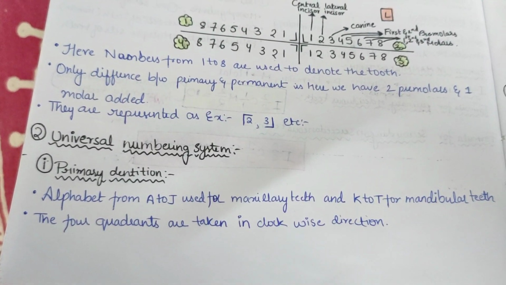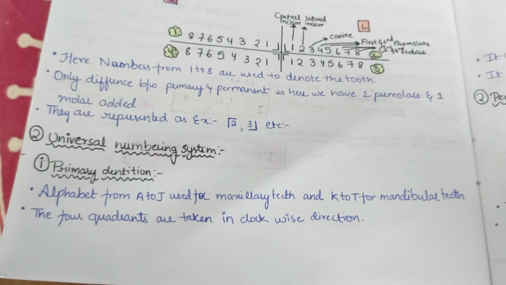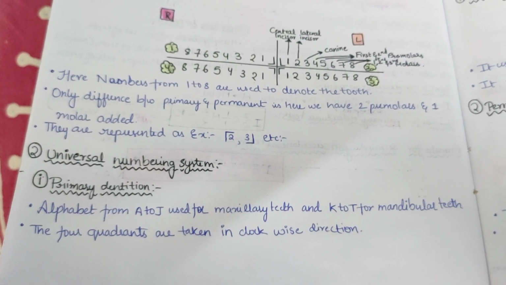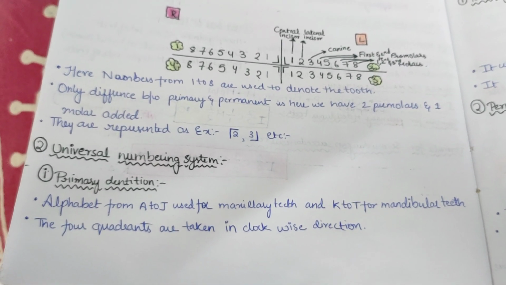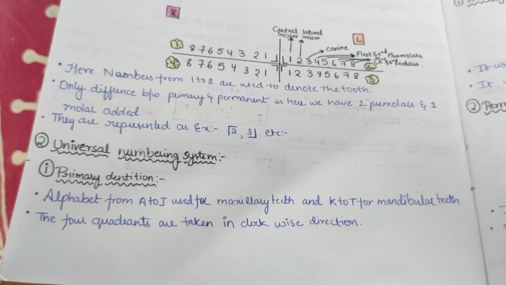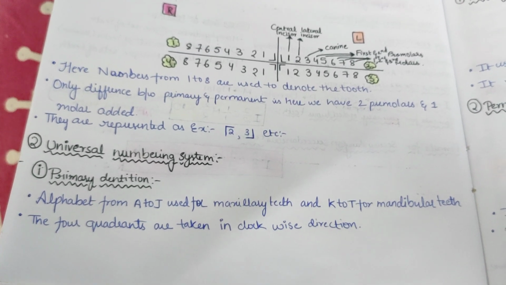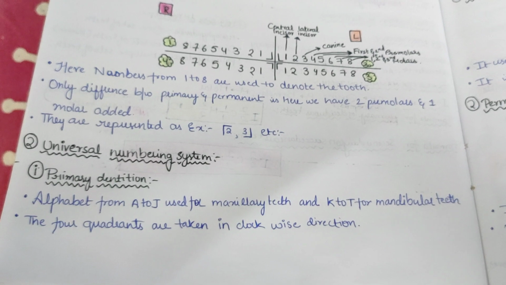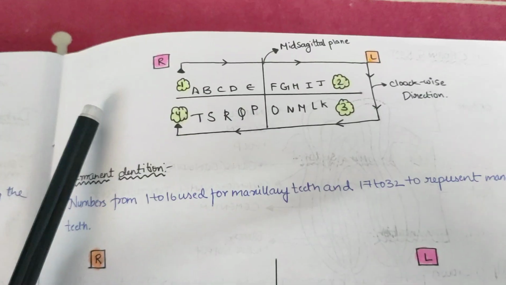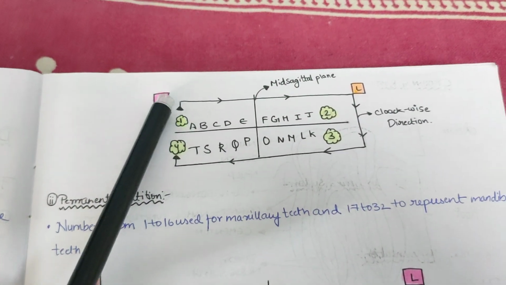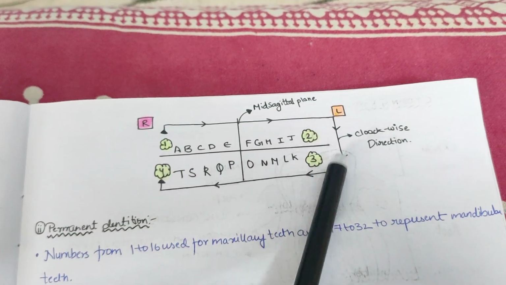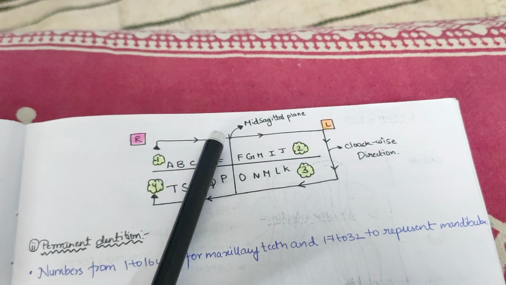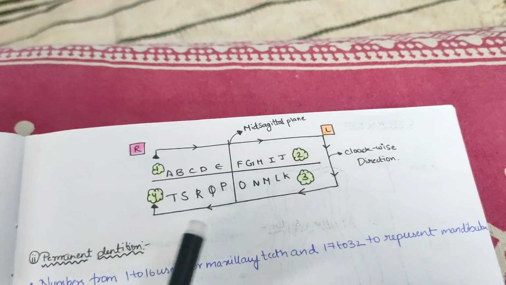Now the second numbering system is the universal numbering system. Here, in primary dentition, in the universal numbering system we use alphabets A to J for maxillary teeth, and for mandibular teeth we use K to T. The 4 quadrants are taken in clockwise direction. Here we can see the clockwise direction, it starts from the right side first quadrant to the fourth quadrant. It is right, left, and this is the mid sagittal plane, as you know.